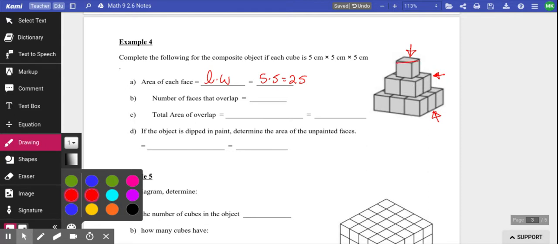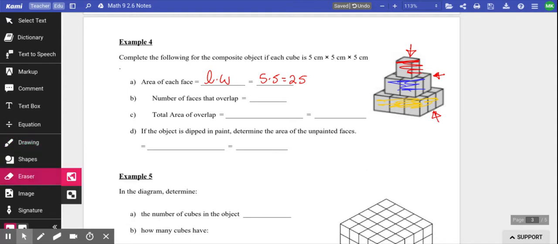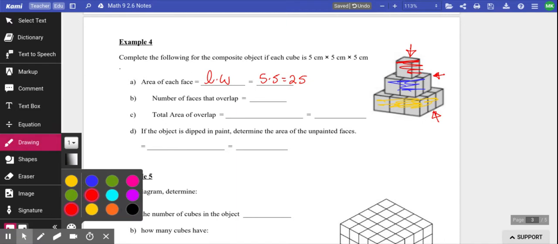Right? I have the first layer, the top layer, I have the middle layer, and then I have the bottom layer. And it might be easier to think of it like that because they're not perfectly on top of each other. So if I look at the top layer and I ask, how many sides on that top layer are overlapping? There's only one side, right? The bottom of that top layer.